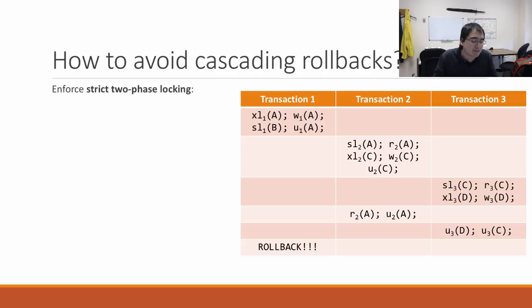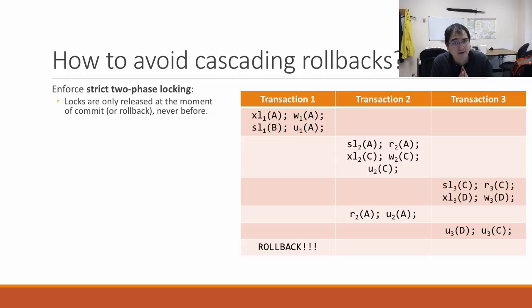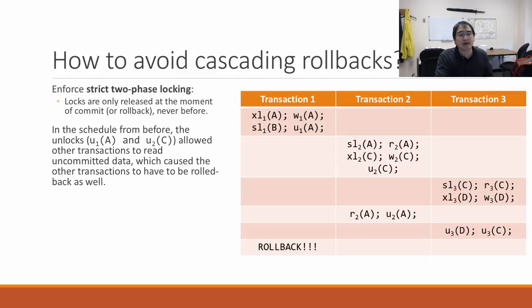We've talked about two-phase locking before: you always have an expanding phase where you're acquiring locks, and a shrinking phase where you're releasing locks, and you're not allowed to overlap those two phases. But strict two-phase locking has a slightly different rule. Locks are only released at the moment you commit, or the moment you roll back, never before. So it's saying that the moment you do a commit is the one time when you release locks. And so the big problem with this schedule was the fact that transaction 1 unlocked A before it actually did its commit.